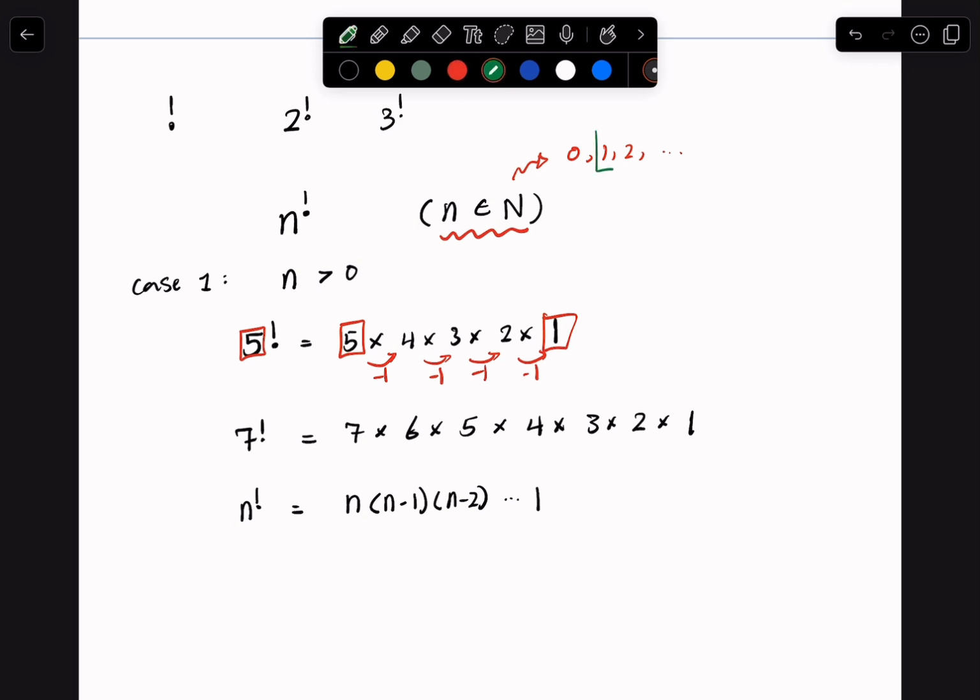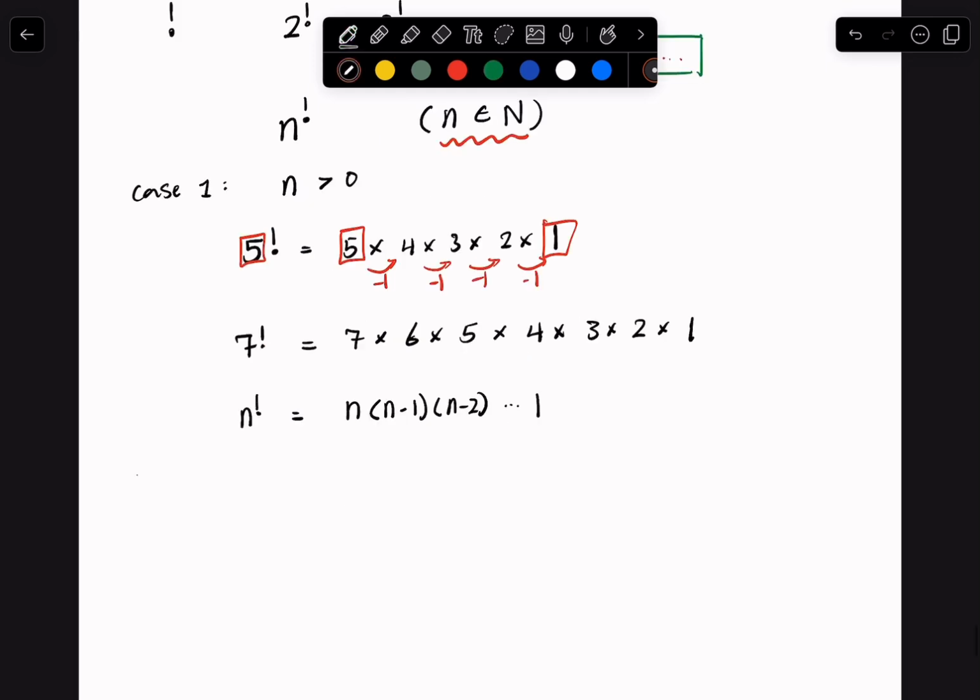We just talked about the case when n is greater than 0. But what if n is 0? Now, let's take a look at this case.